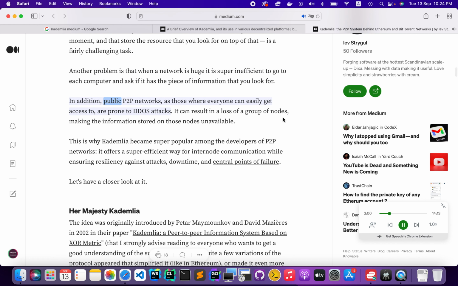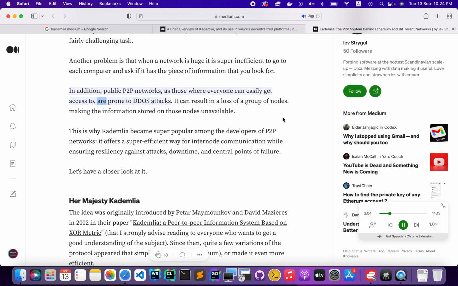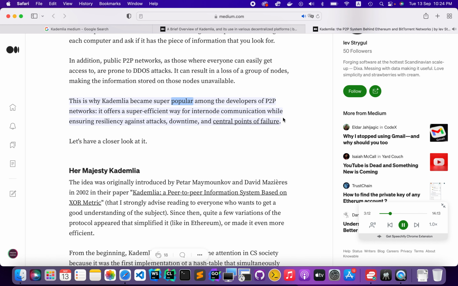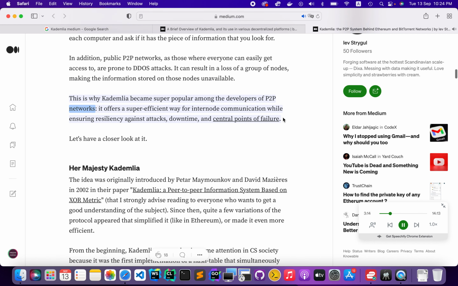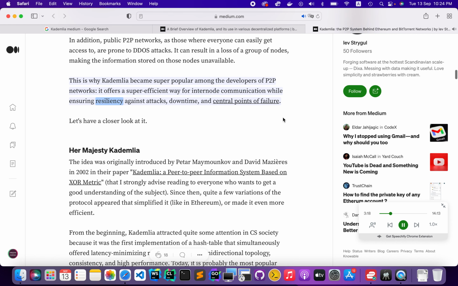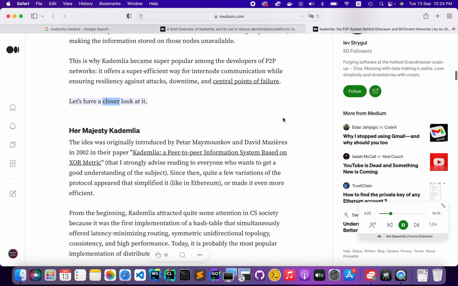In addition, public peer-to-peer networks, as those where everyone can easily get access to, are prone to DDoS attacks. It can result in a loss of a group of nodes, making the information stored on those nodes unavailable. This is why Kademlia became super popular among the developers of peer-to-peer networks. It offers a super efficient way for internode communication while ensuring resiliency against attacks, downtime, and central points of failure. Let's have a closer look at it.